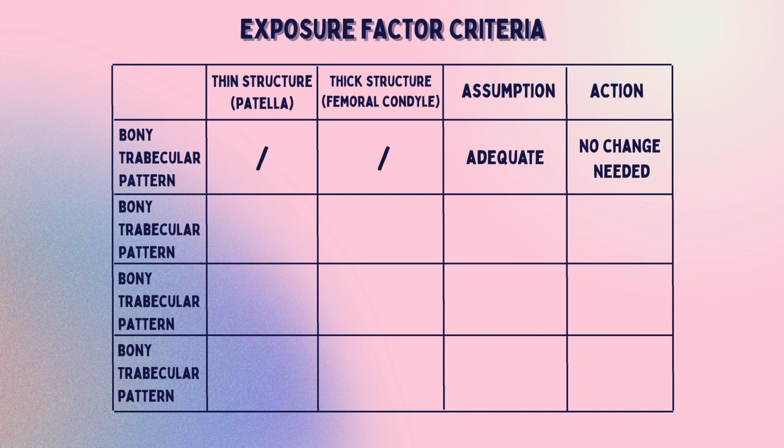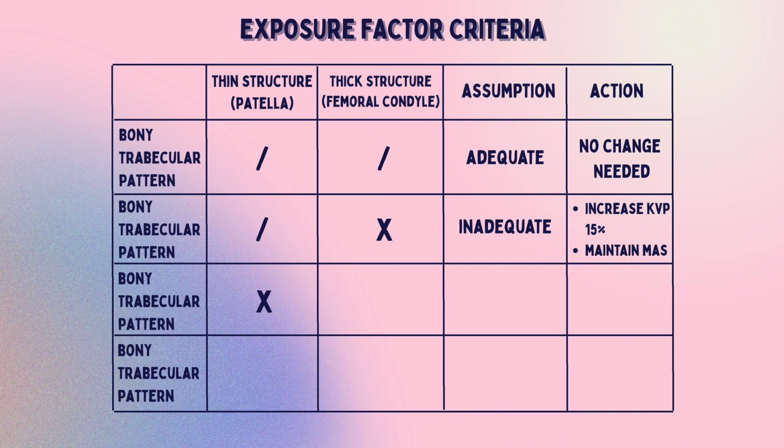Next, if the bony trabecular pattern of the thin structure, which is the patella, is visualized, but the thick structure, which is the femoral condyle, is not visualized, then it means the mAs used for the radiograph is inadequate. Therefore, the action that should be taken is to increase the kVp by 15%, and maintain the mAs used to avoid overexposure of the image.